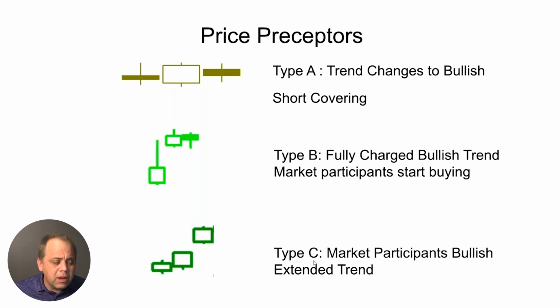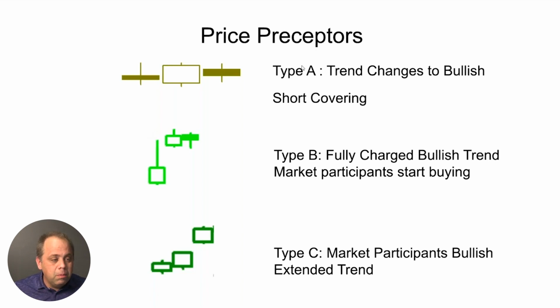Right here, you can see the type C. The market participants are bullish because you're in an extended trend, and that's indicated by this color. I want to be very specific: we're not looking at the shape of these particular formations. These are just formations that I've grabbed off of the chart. What you really want to pay attention to is the color. And keep it simple.